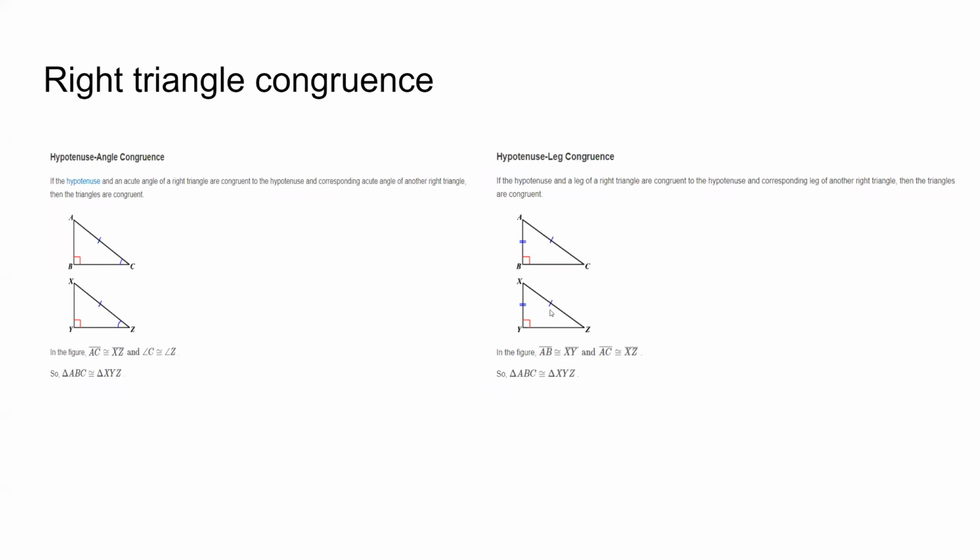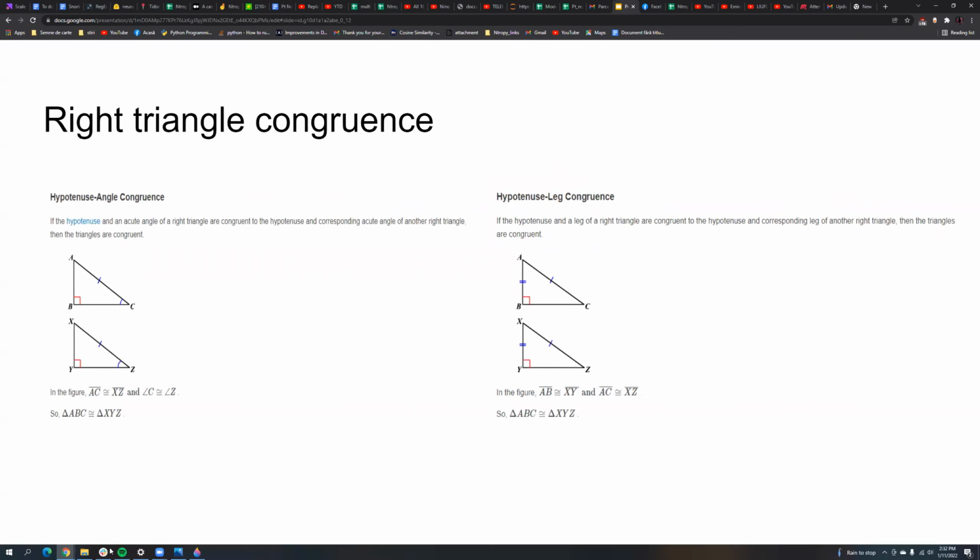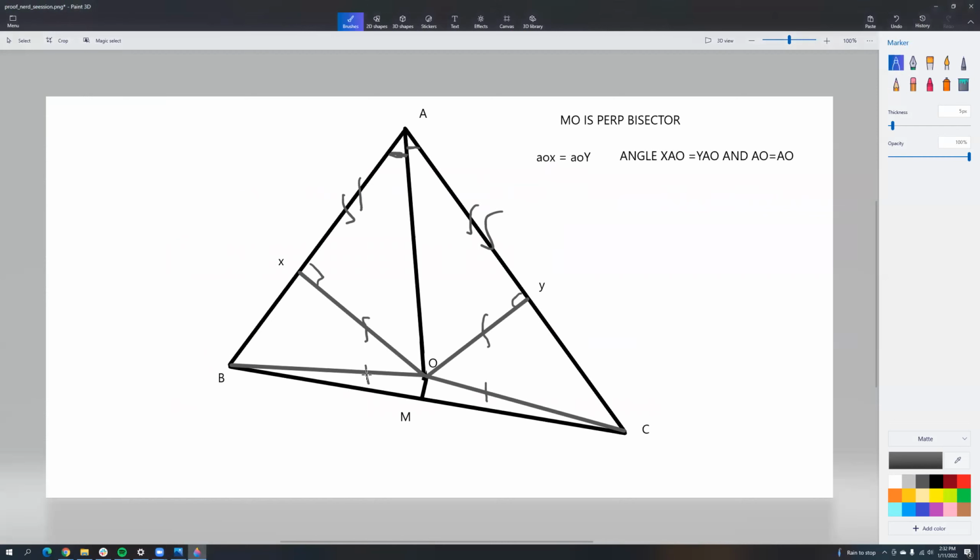Hypotenuse and leg, hypotenuse and leg. So that means same hypotenuse, same leg, same leg. So, congruence. But wait, how do we know that lines XO and YO intersect at the same point that line MO does? That's a triple point.